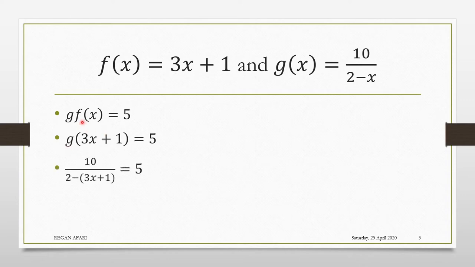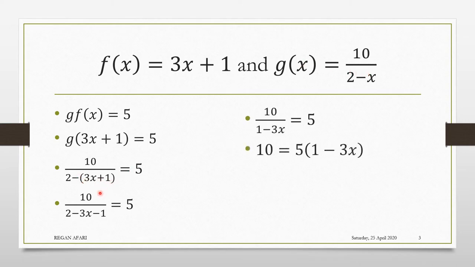We are going to put f of x into g. But what is f of x? f of x is defined as 3x plus 1. So we put 3x plus 1 into g and then we equate to 5. g is defined as 10 over 2 minus x. Where we have the x, that is the place we will input the whole of 3x plus 1. In place of x, we put this there.